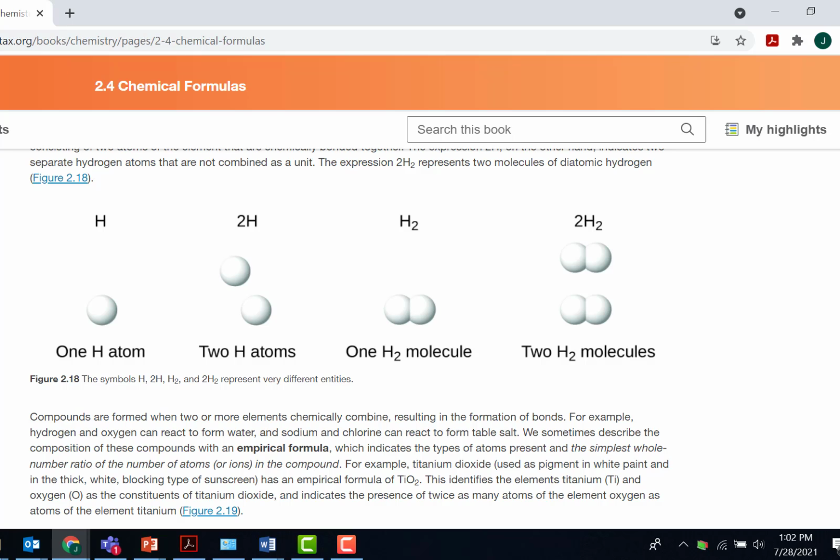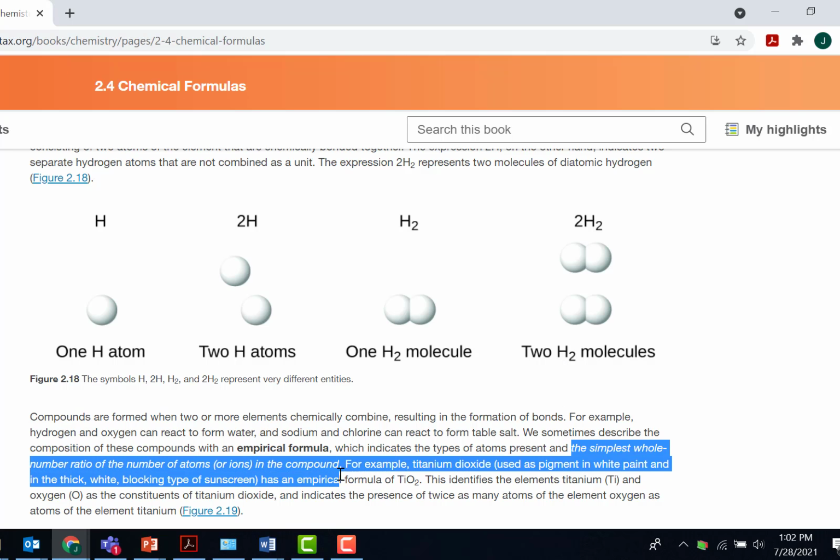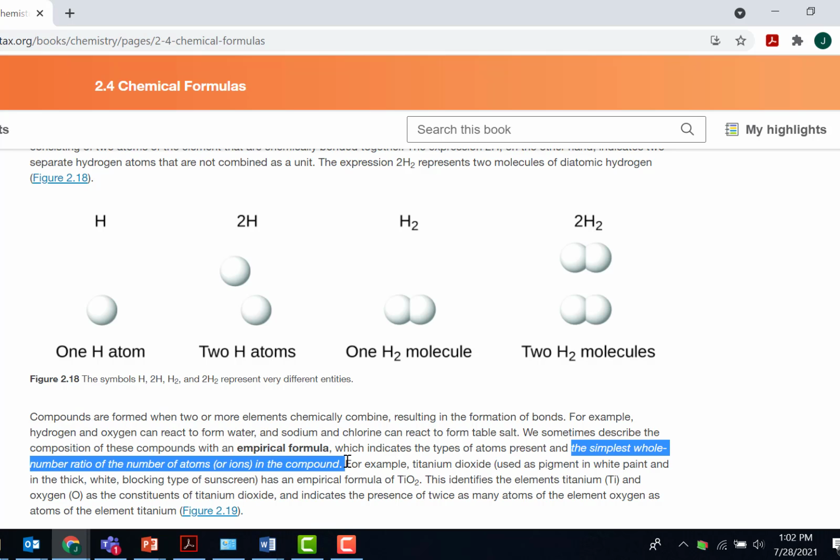Okay, so I want to talk about something a little bit different than a molecular formula. That's called an empirical formula. And empirical formulas will be important, and we'll see in a later section why sometimes we need to talk about empirical formula instead of molecular formula. An empirical formula is the simplest whole number ratio of the number of atoms in the compound. Okay, so that's the definition of that.